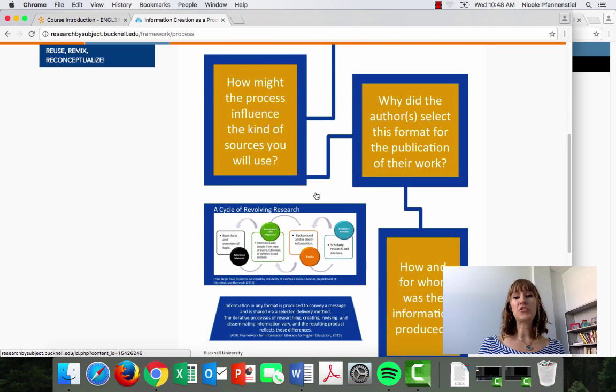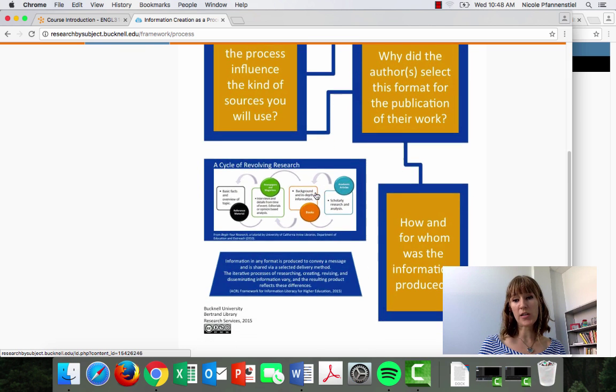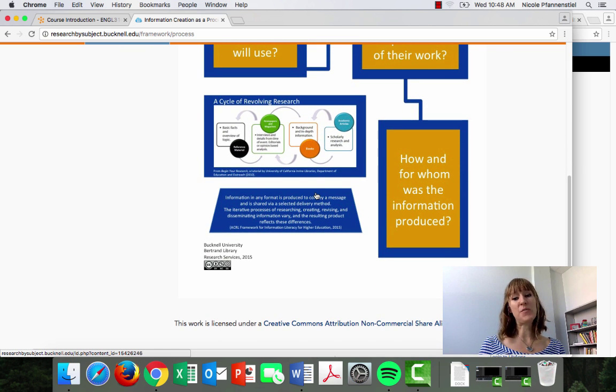Why did the author select this format for the publication of your work? So when you find an article, you don't just want to read it and use the conclusions. You also need to ask questions about it so you understand what was the intention of the author, so you know how to integrate that back into your work. How and for whom was the information produced? And then you can see here the cycle of revolving research. And what you'll notice is that there are times when it goes in a loop.